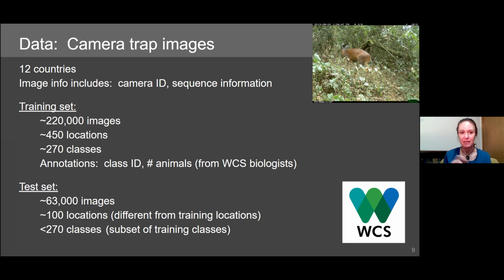These class identifiers assigned to the images were manually done by the Wildlife Conservation Society biologists, so they're kind of the right answers or the gold standard for this data set. The biologists also counted the number of animals in the image and provided that information. One thing I couldn't figure out is what happened if there were multiple animals of different species in an image, because each image was only associated with one class identifier. I don't know if this wasn't a problem in the data set or they just chose the most common animal if there was more than one. This I'm not sure about.